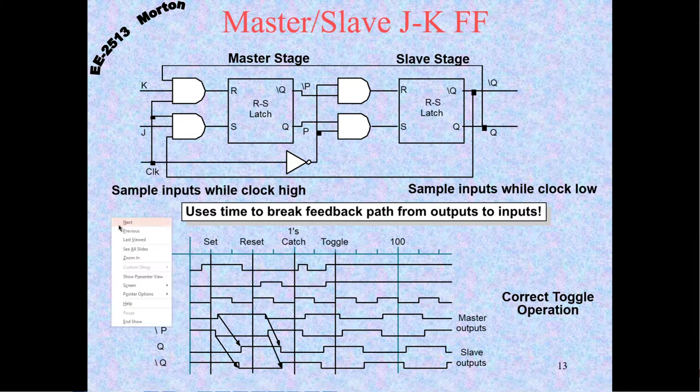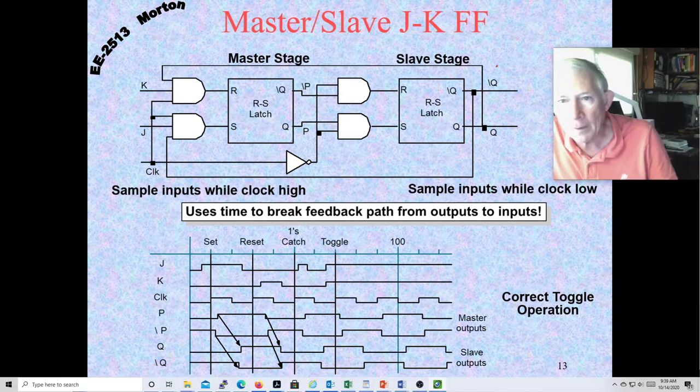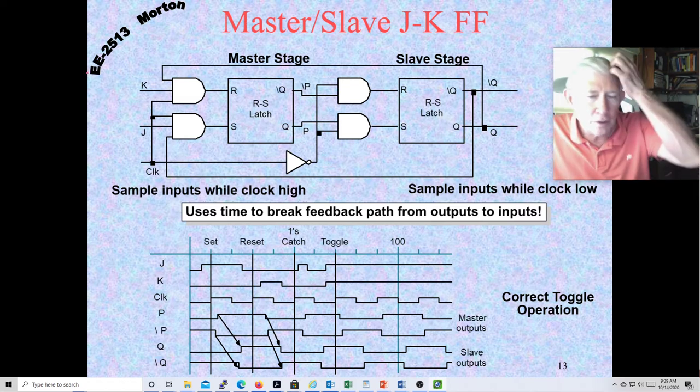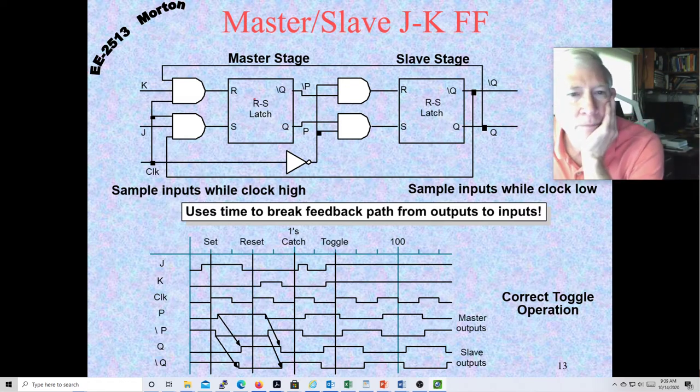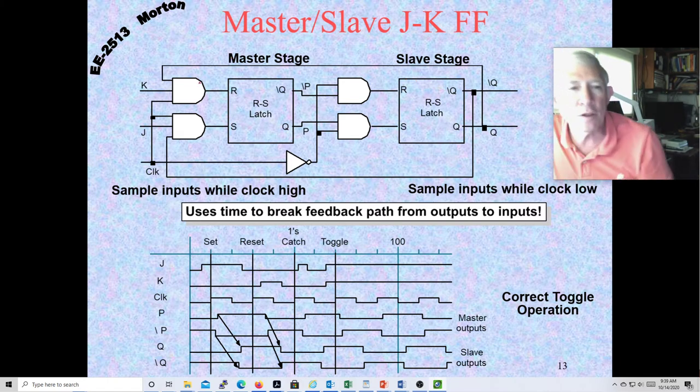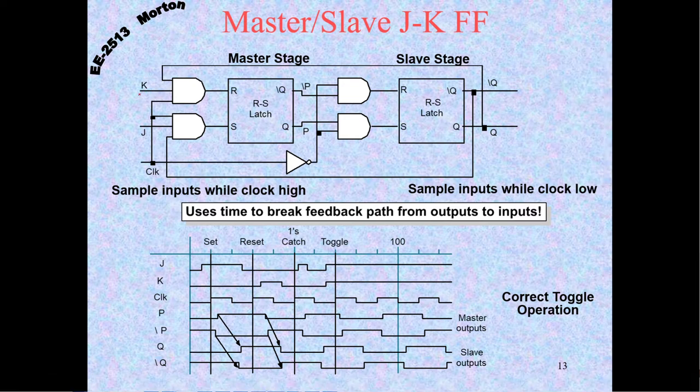All right, so let me get the pointer back. I know it's just not really perfect, but what can I do? All right, so anyway. If you look at this, you see a master stage and a slave stage. And on this left side, we have a K and we have a J input. So we don't use the names R and S anymore. We use J and K. Now, why? I don't really know.